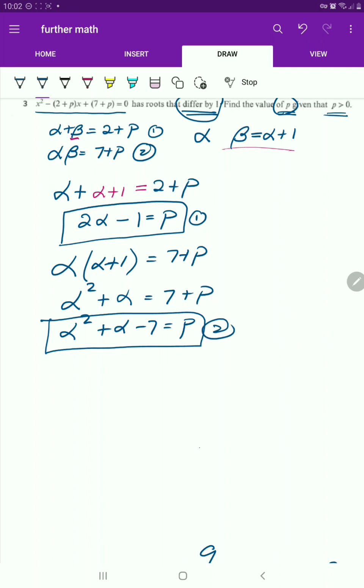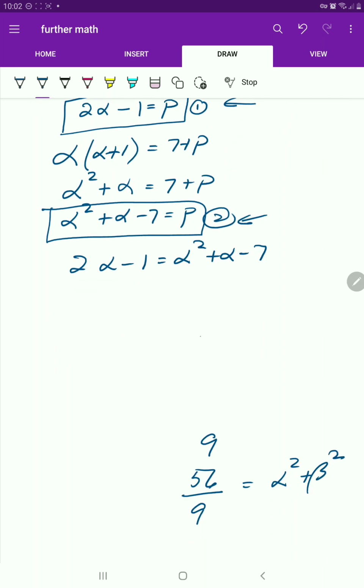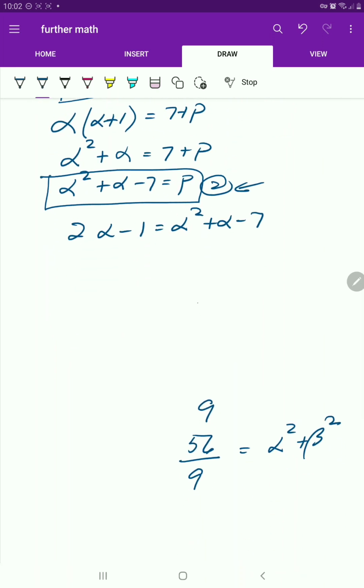And this is now the magic. The p is equal to 2 alpha minus 1. The p is equal to alpha squared plus alpha minus 7. Because both of them are equal to p, then 2 alpha minus 1 should be equal to alpha squared plus alpha minus 7. Right? And now we can get a quadratic equation. We can now solve it using the quadratic equation.